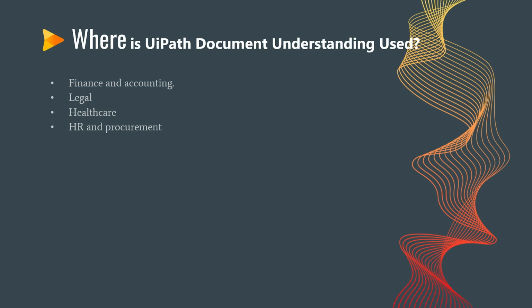Now, where is UiPath Document Understanding used? It can be used in various industries and departments like finance and accounting. Here, it is used to process invoices, receipts, and purchase orders. And legal, where we extract data from contracts, agreements, and legal documents. And healthcare, to handle medical records and insurance claims. HR and procurement, to automate heavy processes like employee onboarding and purchase order processing.